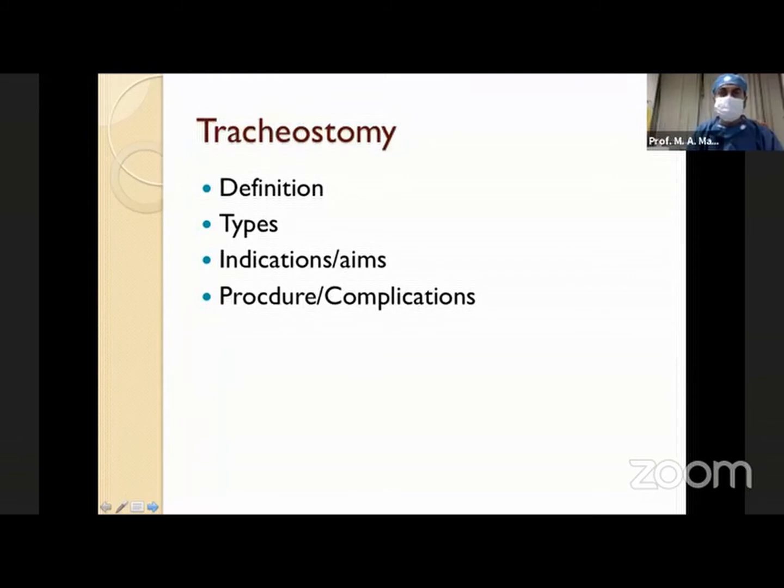Tracheostomy is defined as an operation to make an incision on the anterior wall of the trachea and converting this incision into a stoma onto the skin surface. Or you can say it is an artificially made fistula between the anterior wall of the trachea and the skin. That is the definition of tracheostomy.